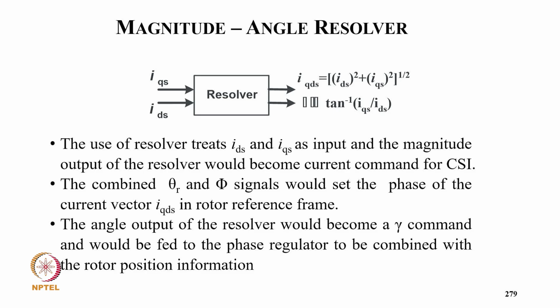And then, of course, you can calculate typically from a magnitude-angle resolver. So you have IQS and IDS, from which IS amplitude is the square root of ID square plus IQS square, and the angle is tan inverse of IQS upon IDS. So the resolver takes IDS and IQS as input, and the magnitude output of the resolver will become the current command for the current source inverter. The combined theta R and phi signals will set the phase of the current vector IQDS in the rotor reference frame. So the angle output of the resolver will become the gamma command and will be fed to the phase regulator to be combined with the rotor position information.